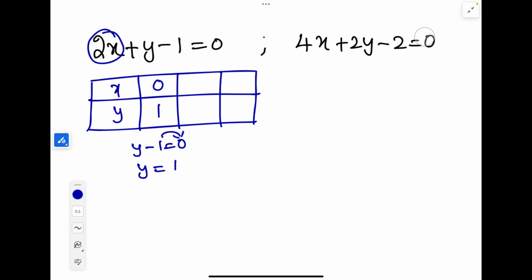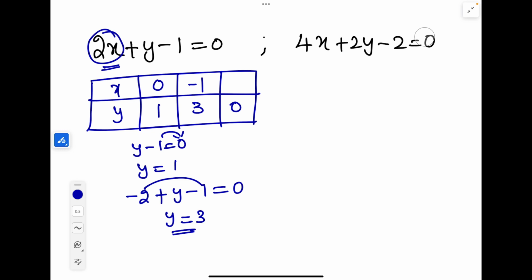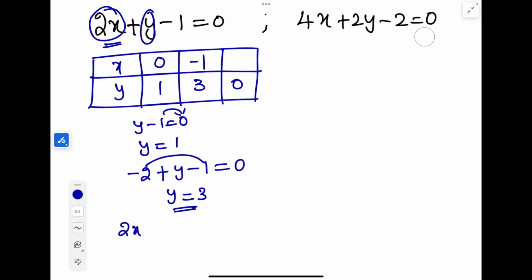Next let us take x value as minus 1. So 2 times minus 1 is minus 2, plus y minus 1 is equal to 0. Minus 2 minus 1 is minus 3. So y is equal to minus 3 goes that side and becomes plus 3. Let us take y value as 0 now. So if y is becoming 0, what you will get? 2x minus 1 is equal to 0, or 2x is equal to 1. x will become 1 by 2, which is 0.5.